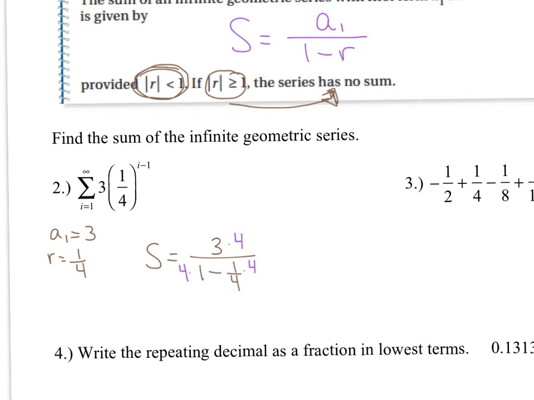And that gives us 12 in the numerator, and then 4 minus 1 in the denominator. So 12 divided by 3 is 4. So the sum of this infinite geometric series would be 4. So that's your limiting value.